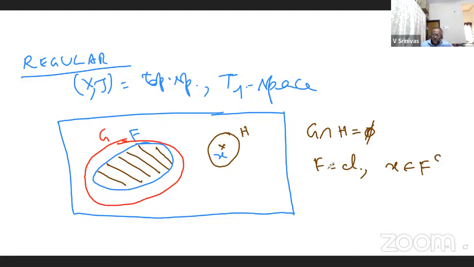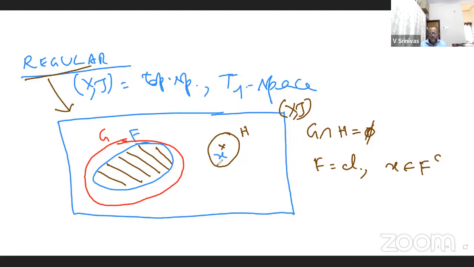And then you can separate x and F. You can separate this closed set and this point with the help of disjoint open neighborhoods G and H. If you can do this for each and every pair of a closed set and a point outside it, with the help of suitable disjoint open neighborhoods G and H, we say such a space is regular. So such a space X comma tau is said to be regular, right?